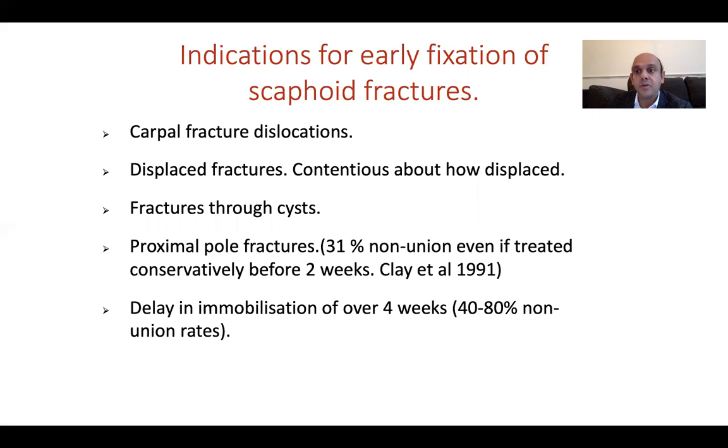If there are cysts, so intra-articular fractures, cysts can form. That means that fracture is not going to heal. All proximal poles, because there's a 30% chance of non-union, and all those delayed presentations. So it's an injury of young men. This is an injury where sometimes it's mistaken for a sprain, hence delayed presentation. So those are the ones you need to fix and warn the patient about a high chance of non-union.